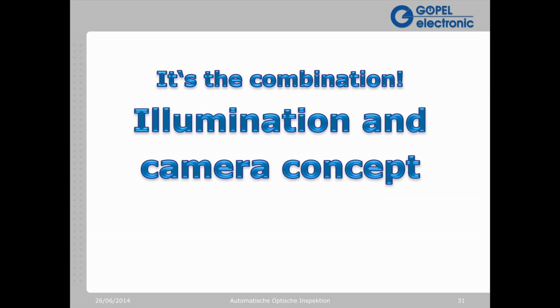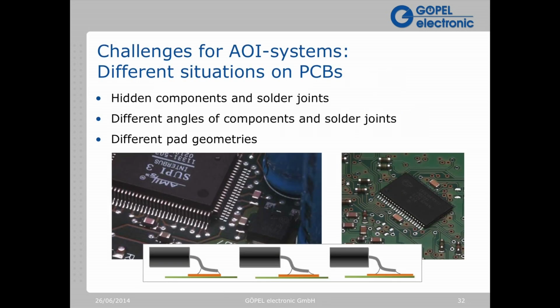As a result, I did want to also touch on some of the distinguishing capabilities of our 2D-AOI systems. We use camera and lighting configurations that greatly enhance our ability to detect faults and avoid false calls. Some of the challenges that are posed for two-dimensional AOI systems are represented here in these next few slides. Some of those are hidden components and solder joints, different angles of components on the board.